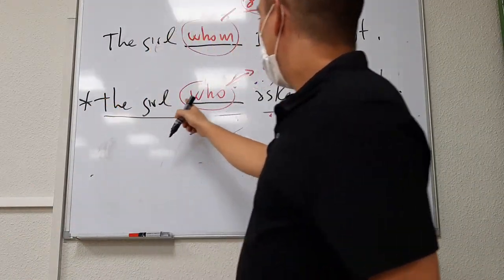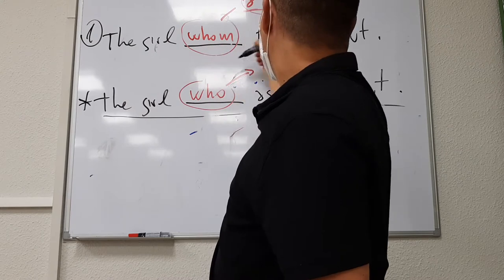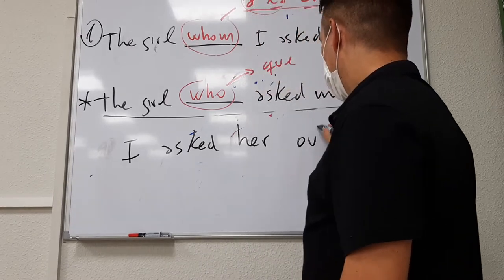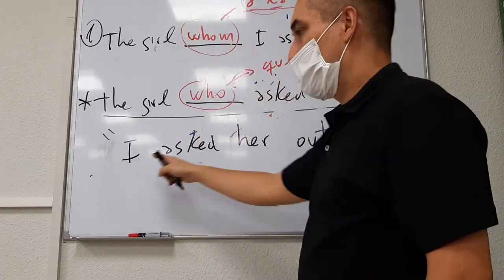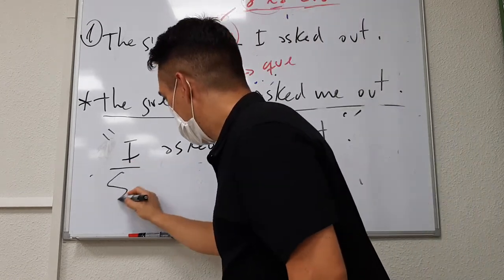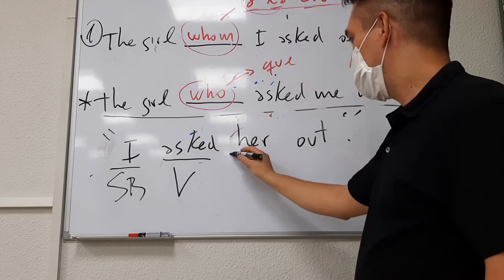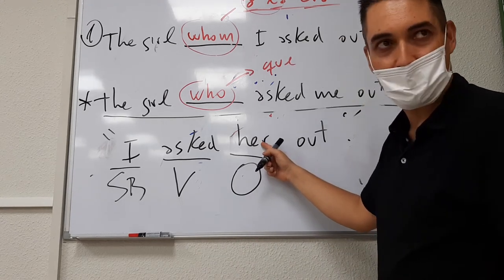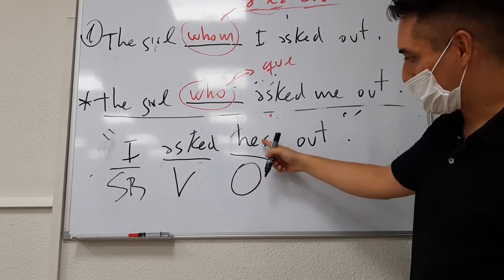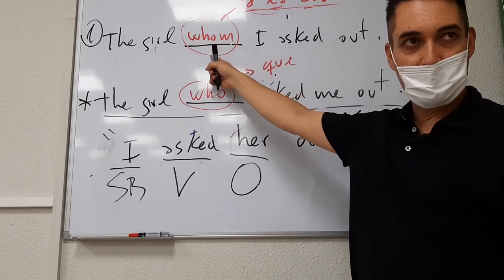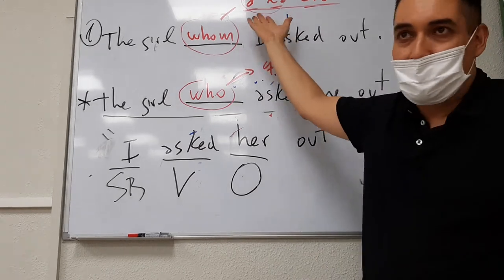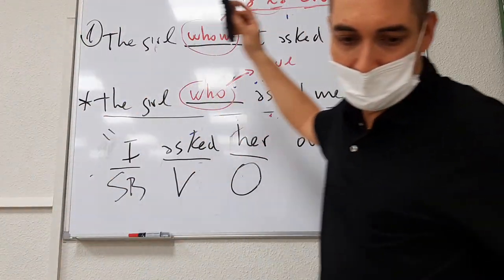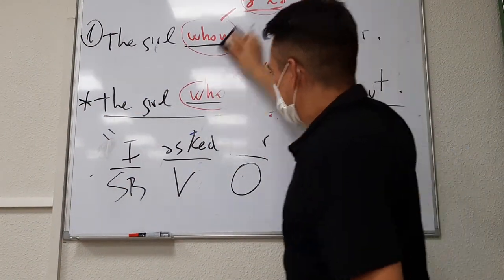So, this one. The girl whom I asked out. I asked her out. This is the sentence, yeah? I asked her out. Subject, verb, object. Okay, this is a pronoun, a personal pronoun, functioning as an object. Because here is the object, you need whom. But in order not to complicate it, a la cual, yeah? That would be much easier. So far, so good.